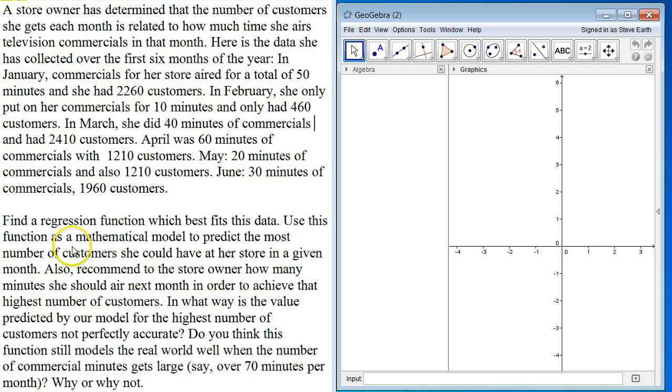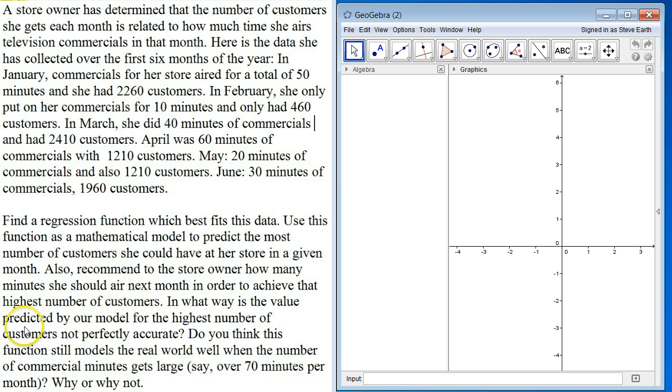Here's what the question asks us to do. It says, find a regression function which best fits this data. Use this function as a mathematical model to predict the most number of customers she could have at her store in any given month. Also, recommend to the store owner how many minutes she could air next month in order to achieve that highest number of customers.